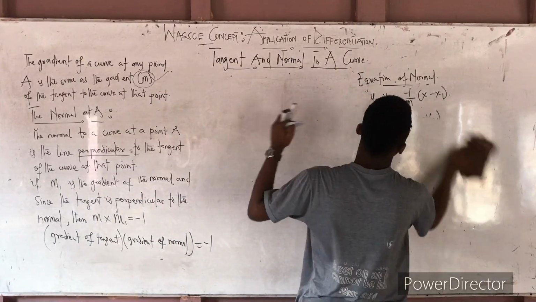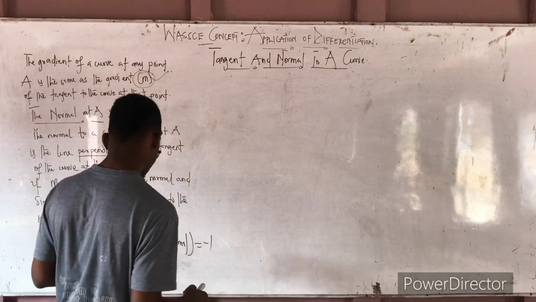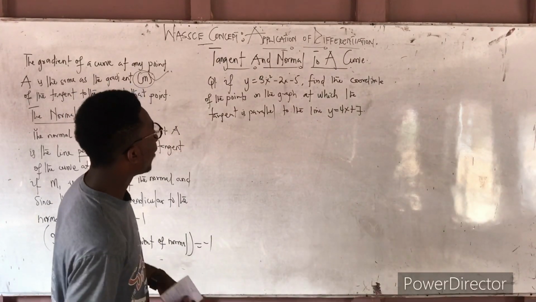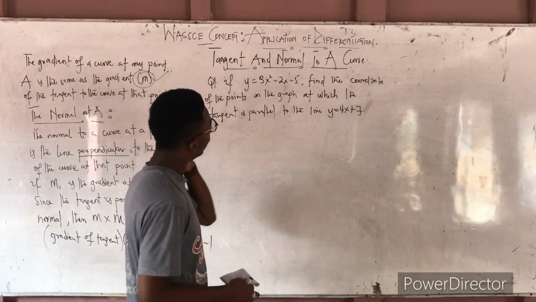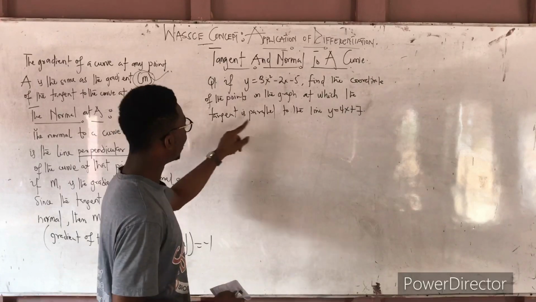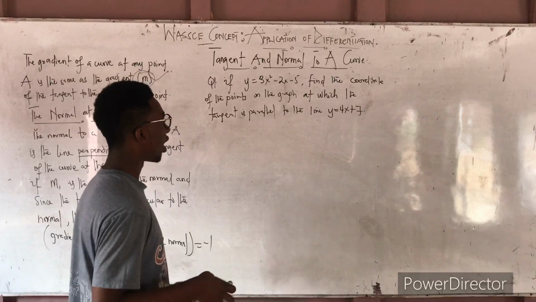Let's take two examples. So we have this question: if y is equal to 3x squared minus 2x minus 5, you should find the coordinates of the points on the graph at which the tangent is parallel to the line y is equal to 4x plus 7. Now take a look at that.